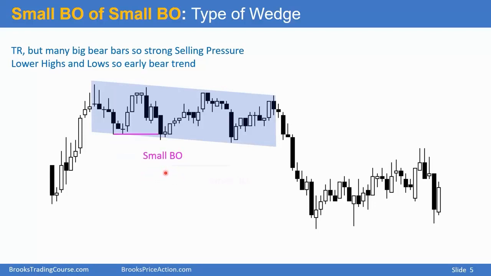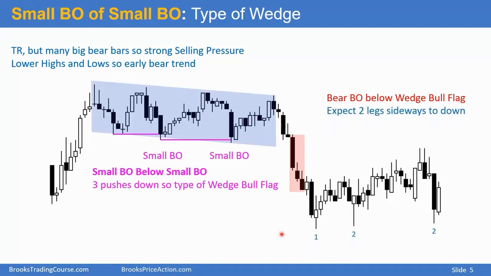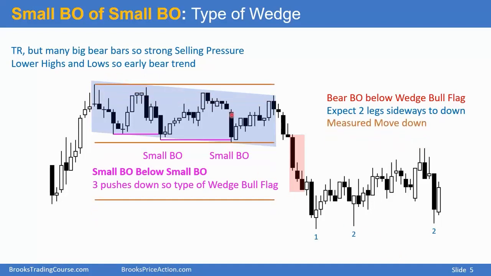Small breakout here, and then a second small breakout. Small breakout of a small breakout, 3 pushes down, so it's a type of wedge bull flag. And when you start to get a strong breakout, the odds are 60% that you'll get a measured move down, a bear breakout below a wedge bull flag. Again, first leg, maybe second leg. Other computers will say this is the second leg. Measured move down based upon the height of the wedge.